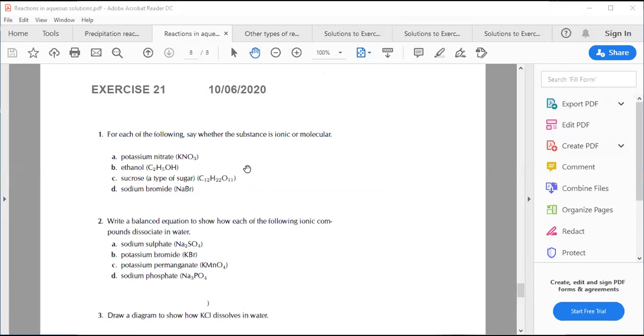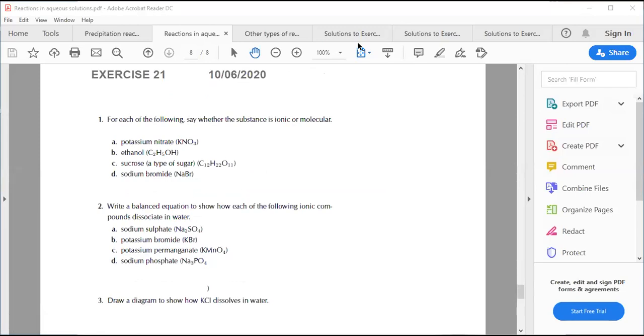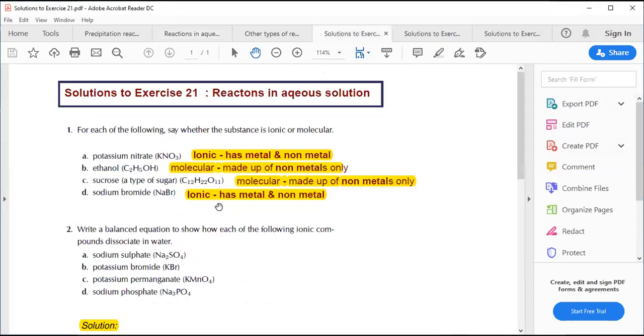I'll just quickly rush over this one. We've done this, but for the benefit of those who are here, we'll go over it again. Right, so let's start. Solutions to exercise 21, reactions in aqueous solution. I think my spelling here is wrong for aqueous. I'll correct that one. Which of the following say whether the substance is ionic or molecular?